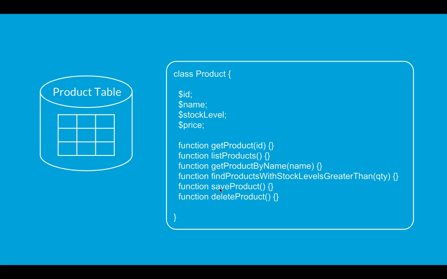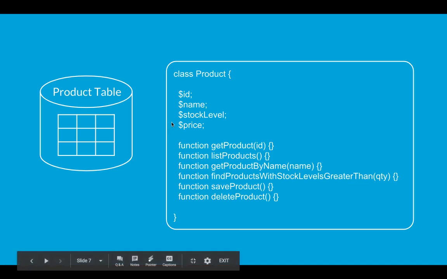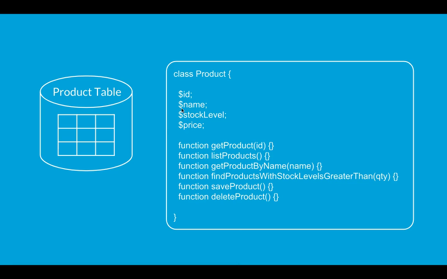Now, Rails provides a framework which largely automates and creates these classes for you and implements these two patterns, object relational mapping and active record, for you. So you don't have to worry about writing them yourself.